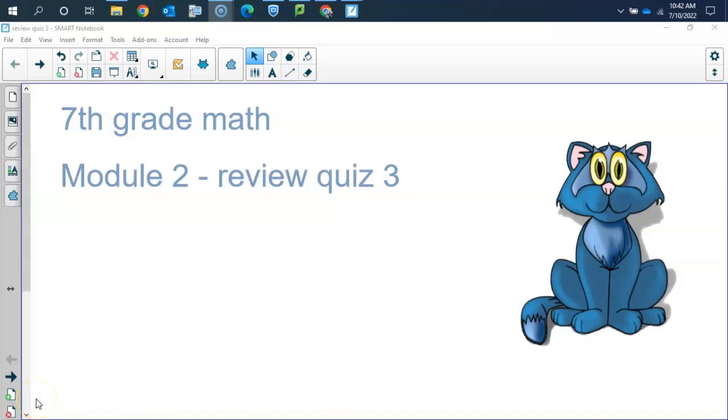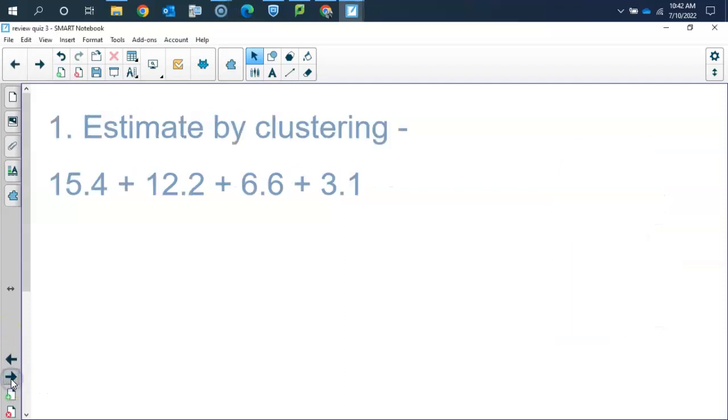All right, guys, this is the review for Quiz 3 in Module 2. Make sure you have a piece of paper out so you can write down your work. All right, number 1, estimate this by clustering. Go.